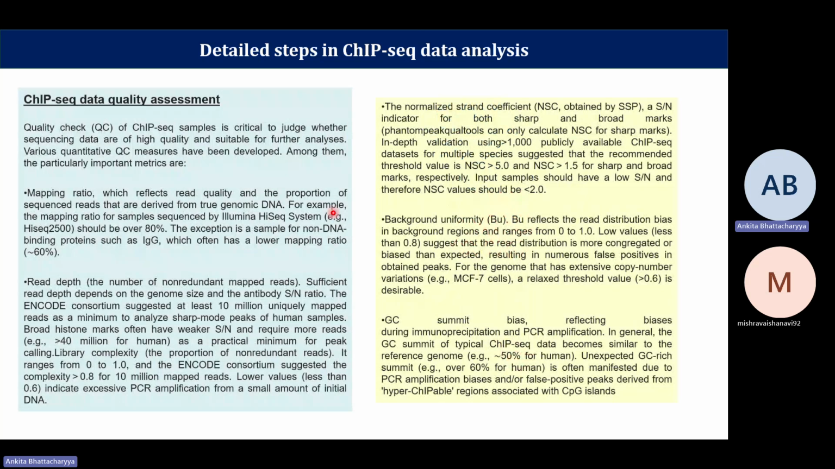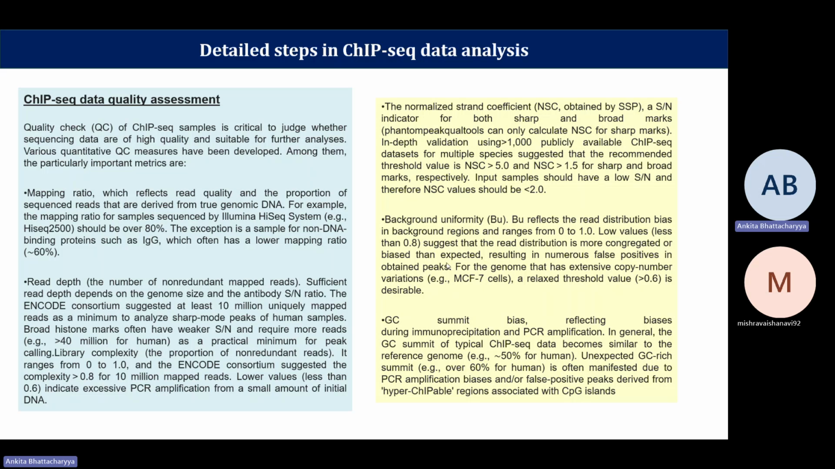Next, you have to analyze how high quality your actual data is. The QC of ChIP-seq samples is critical to judge whether sequencing data is of high quality, and whether it can be used for further analysis or not. Many different QC measures have been developed. Among them, you have two major parameters.